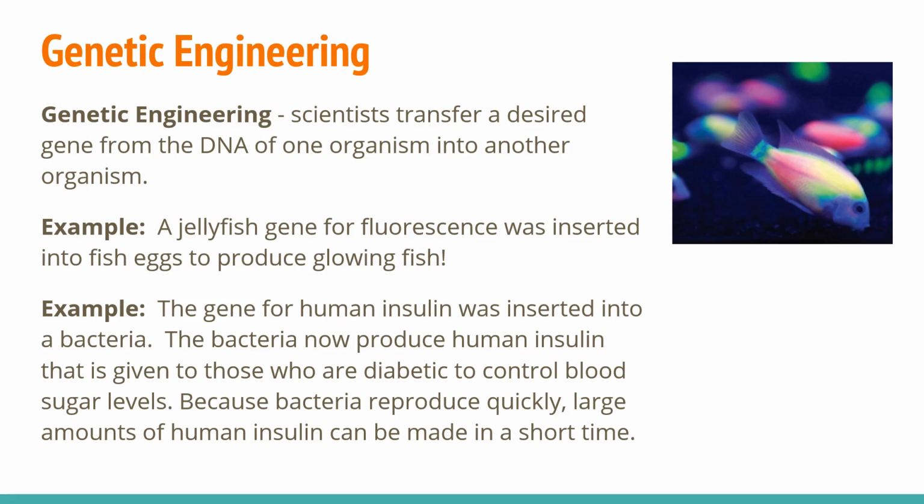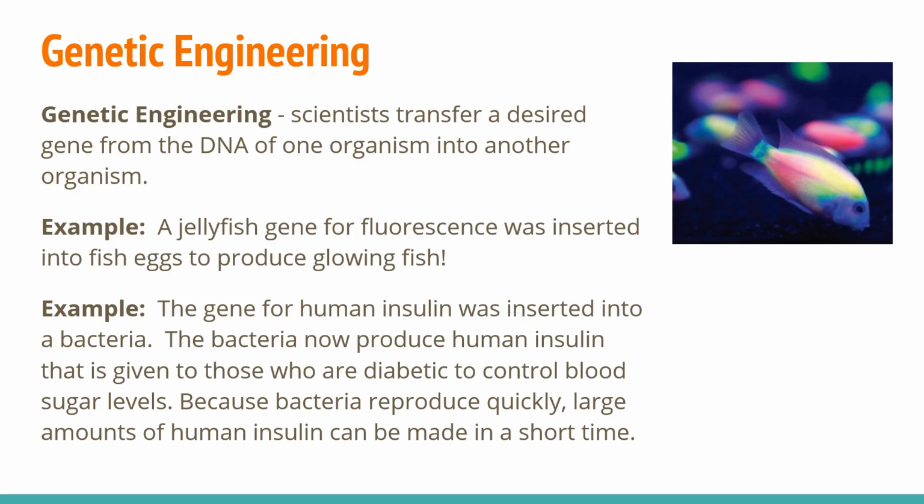Genetic engineering. So genetic engineering is when scientists transfer a desired gene from the DNA of one organism into another organism. A really big example of this, and something that they've done a lot, is using the jellyfish gene for fluorescence and inserting it into fish eggs to produce glowing fish. They've done that to several different species so that they grow in different organisms.